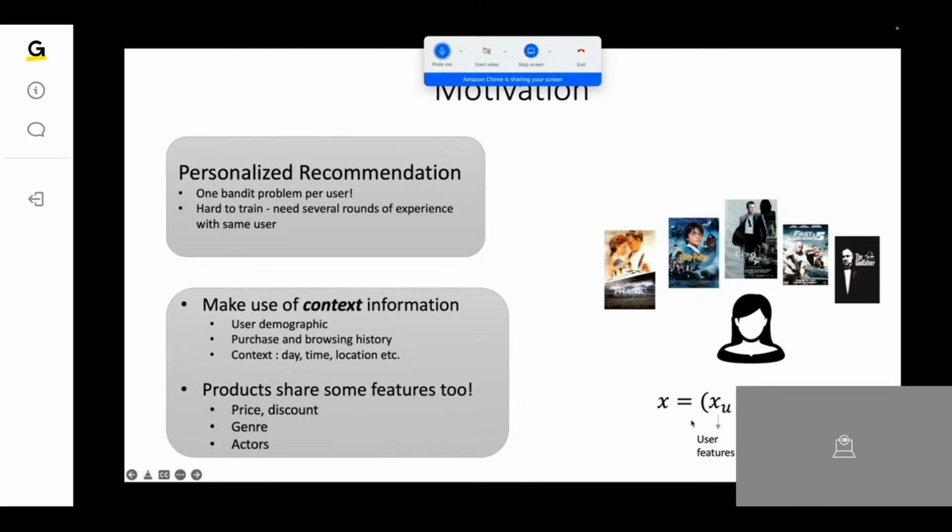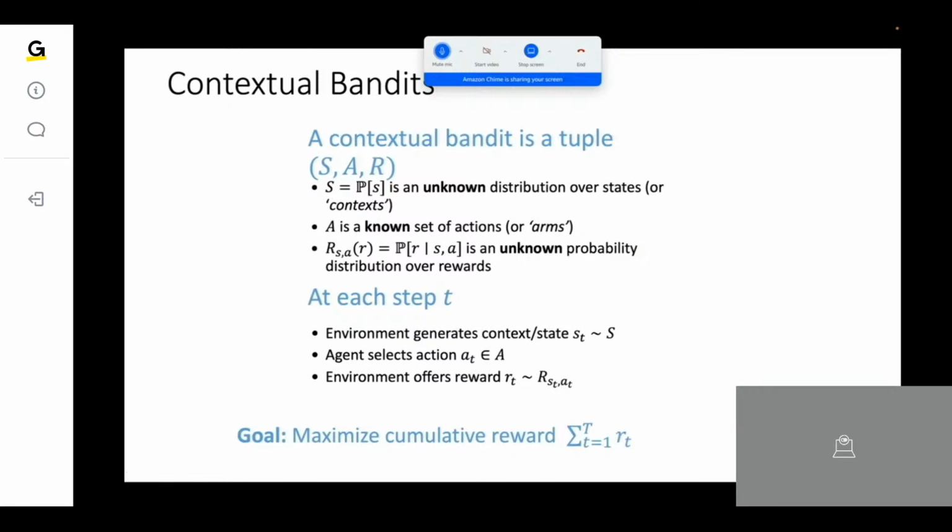Finally, we assume this context is made up of features. Part of it comes from the user, and the rest of it comes from the product. So a contextual bandit is a triplet of S, A, and R, where S is an unknown distribution of states, A is a set of actions that the agent can pick, and R is a distribution of rewards, which is now conditioned additionally on the context S. Right? So in a multi-arm setup, we have only R conditioned on the arm or action, but now S is the additional conditioning factor we have.